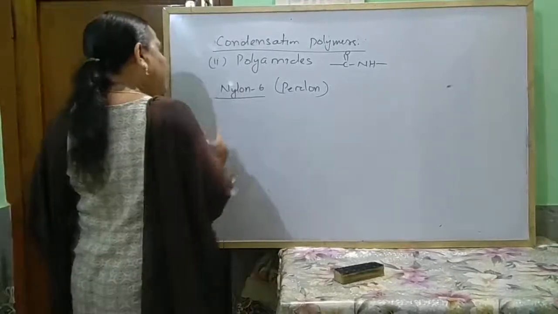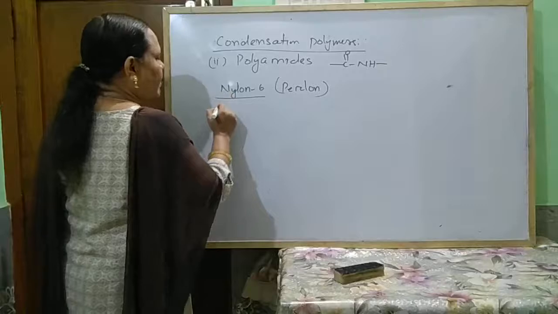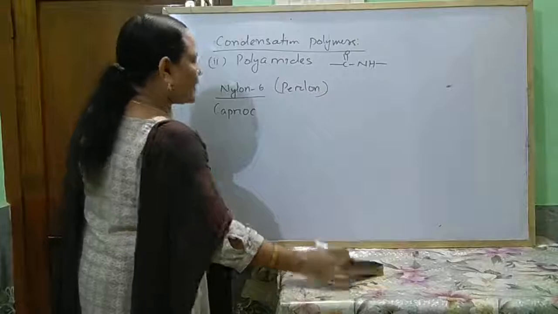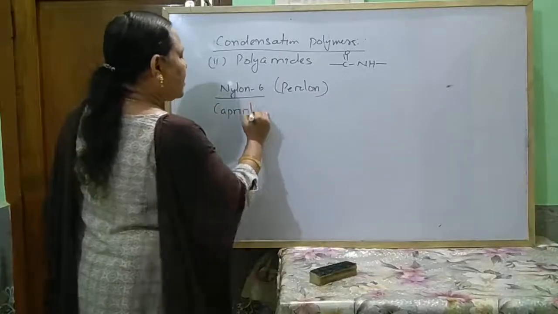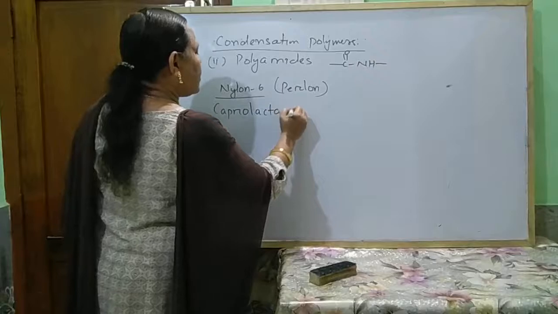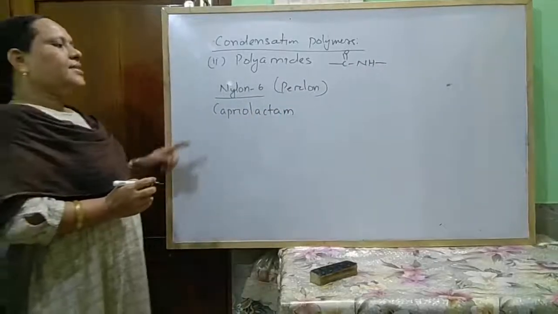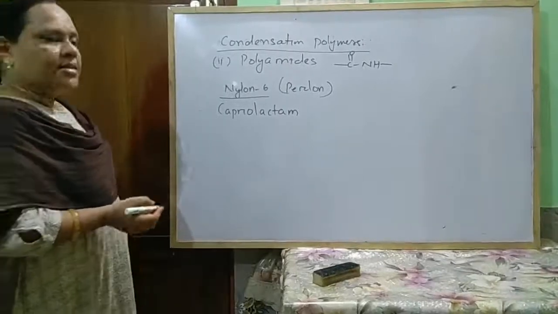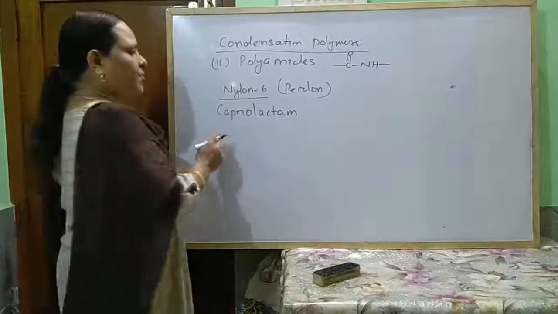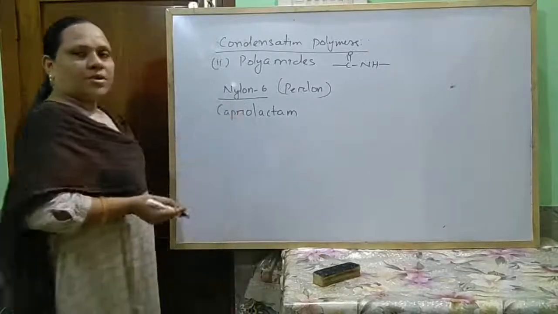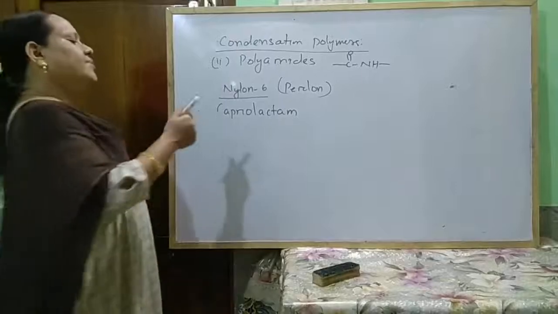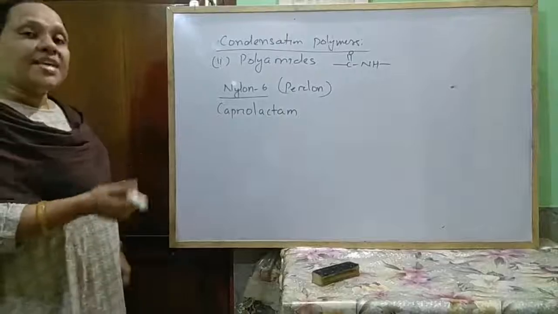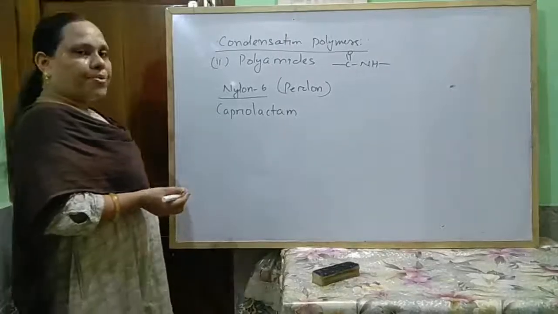And what is the monomer unit? The monomer unit of nylon 6 is caprolactam. This caprolactam is generally prepared from cyclohexane. So cyclohexane first undergoes oxidation to form cyclohexanone. This is then treated with hydroxylamine to form an oxime, which undergoes rearrangement to form caprolactam.